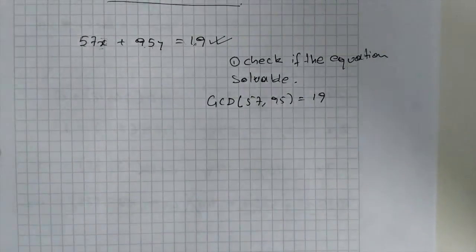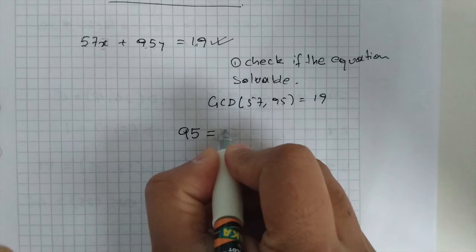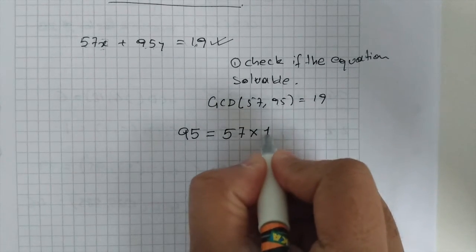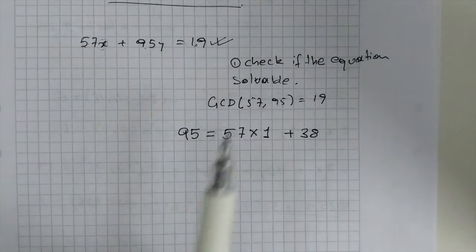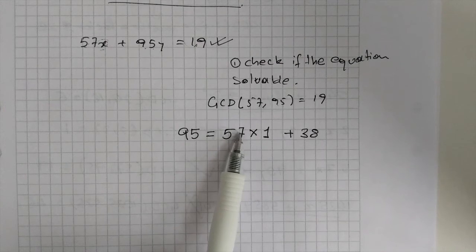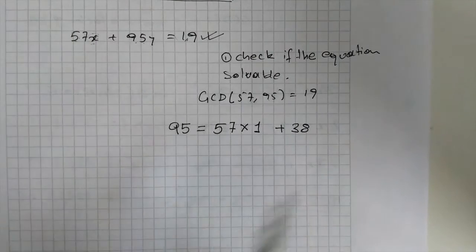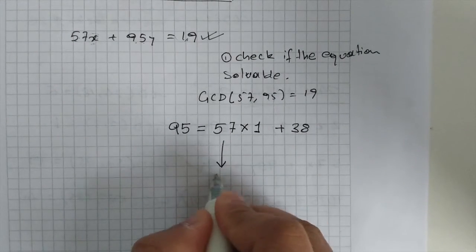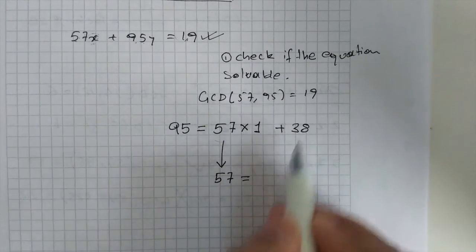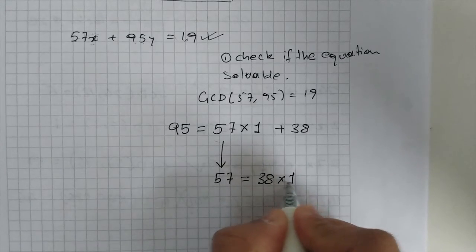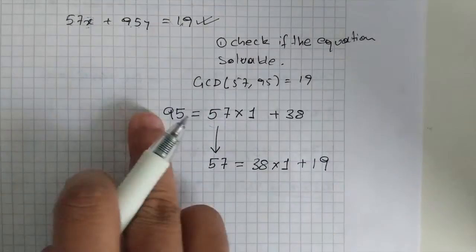How about we write them broken down? 95 is the bigger number, so if I divide 95 by 57, 95 equals 57 times 1 plus 38. The remainder we get is 38. Now we bring down the 57 again and try to break it down with the help of the number 38. 57 equals 38 times 1 plus 19.